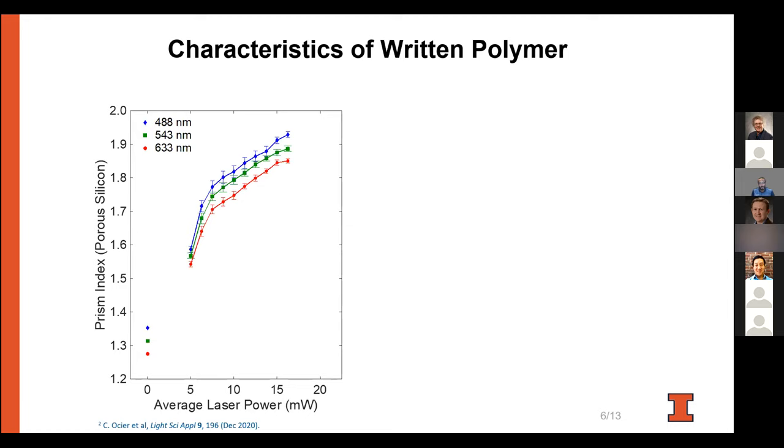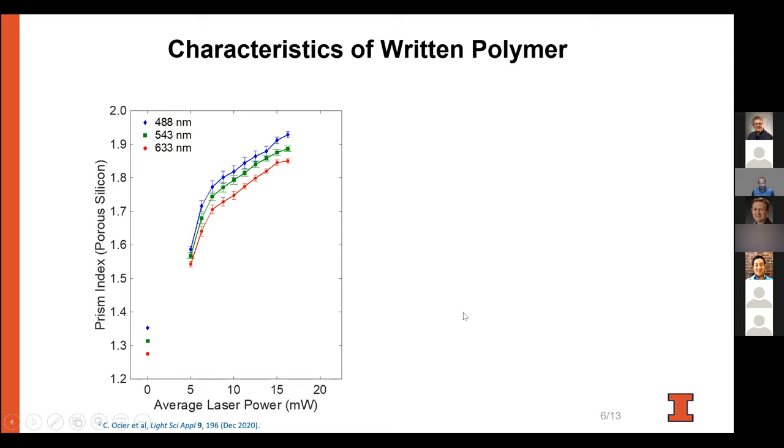So we characterize the refractive index that we can write using a prism method. So we write prisms and we look at refraction. And you can see that if we don't write anything, this is our background index when we're working with porous silicon. We have a background index of about 1.3. And then at different wavelengths, we can get a refractive index going from about 1.55 to about 1.85 as we increase the power that we're writing with.